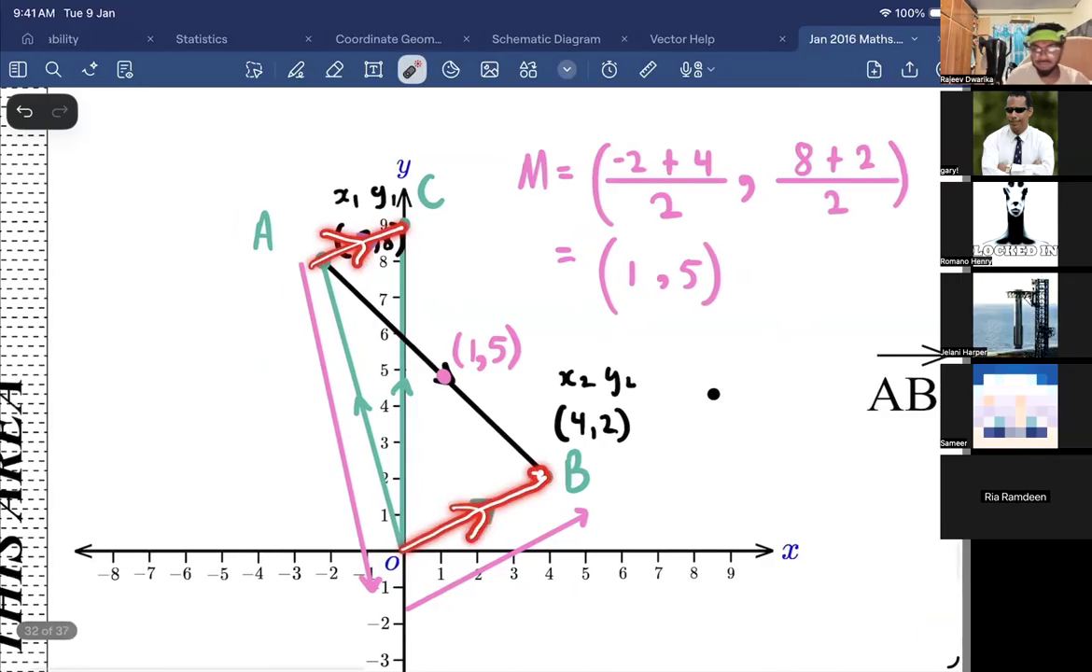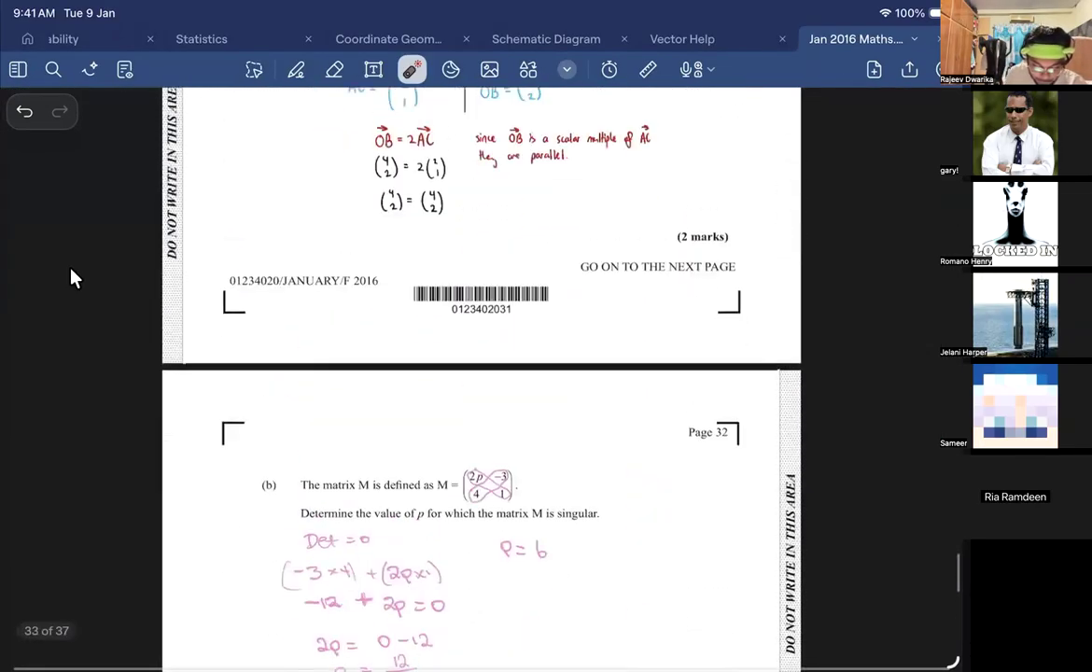Yes, sir. But do they have a point in common? No, they don't have a point in common. One starts from A and goes to C, and that one starts at O and ends at B. They don't have a point in common. Never. Okay, so we're done with this question.